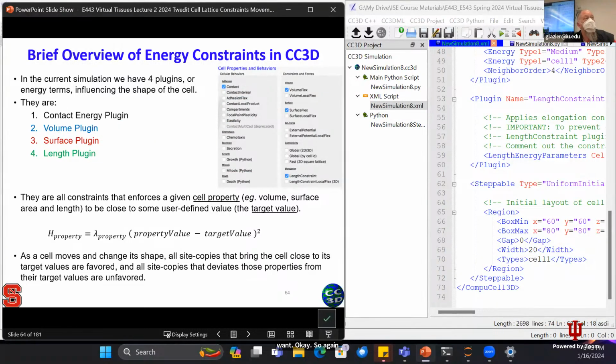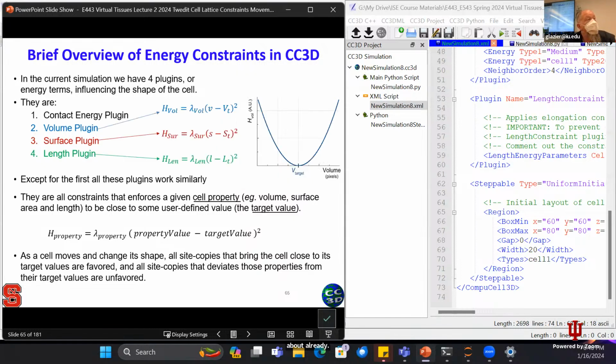So again, we've picked contact energy, which we'll come back to a little bit later, the volume flex, surface flex, and length constraint. The 3 examples under constraints, volume, surface, and length, are these elastic constraints that we talked about already. And again, the dynamics try to satisfy those constraints. So we have 3 constraints: volume, surface, and length. And they all work similarly. They all try to push the cell to have the properties that you've defined.